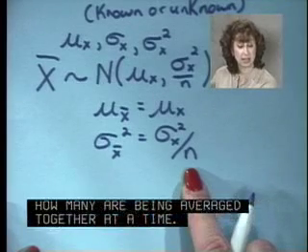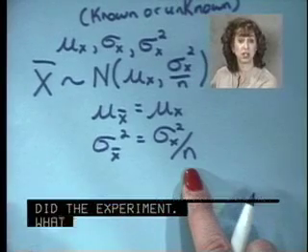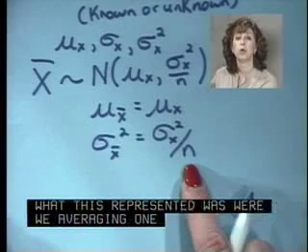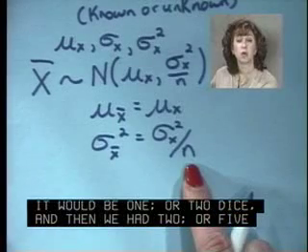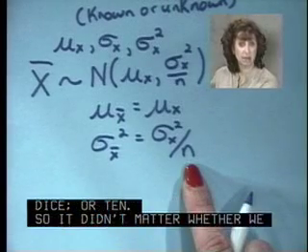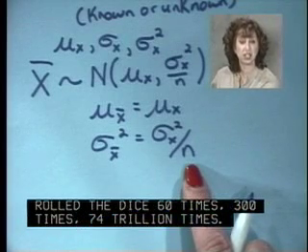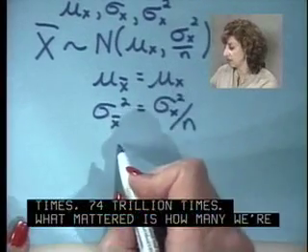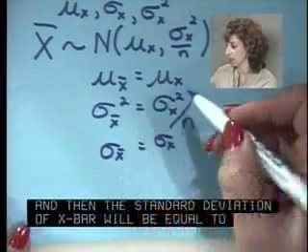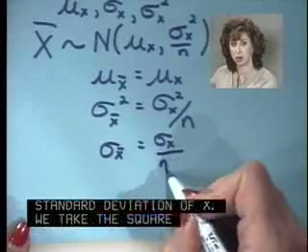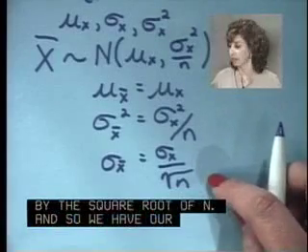So in the case of the dice, it didn't matter how many times we did the experiment. What this represented was, were we averaging one die, and then it would be 1, or 2 dice, and then we had 2, or 5 dice, or 10. So it didn't matter whether we rolled the dice 60 times, 300 times, 74 trillion times. What mattered was how many were averaging together at a time. And then the standard deviation of x bar will be equal to the standard deviation of x, we take the square root, divided by the square root of n. And so we have our mean for x bar and our standard deviation.